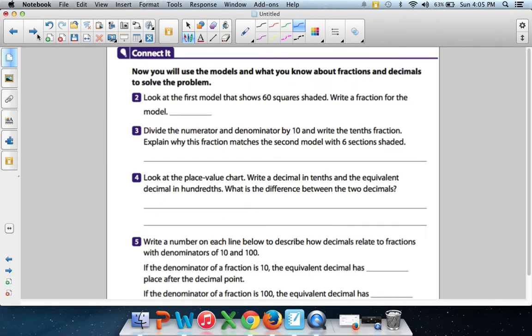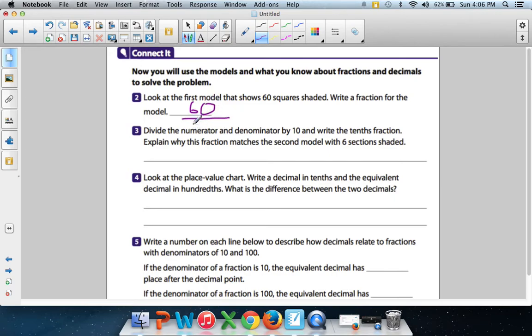Let's move on. Look at the first model that shows 60 squares shaded. Write a fraction for that model. That's the model on page 186. You have it in your book. 60 squares are shaded. What's the fraction? Well, 60 are shaded. How many total are there?